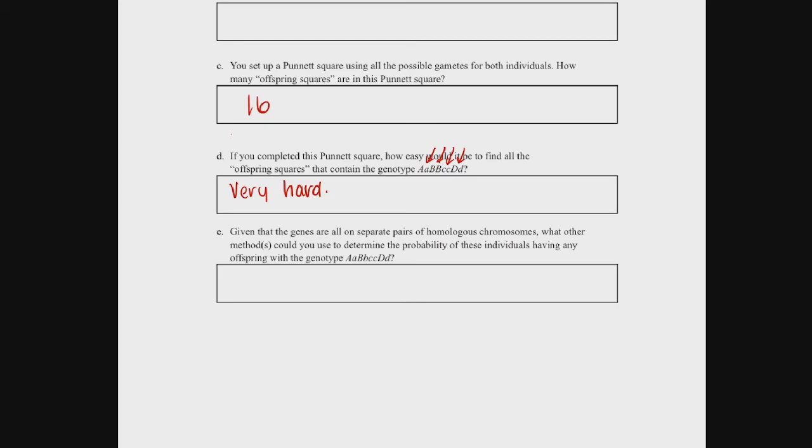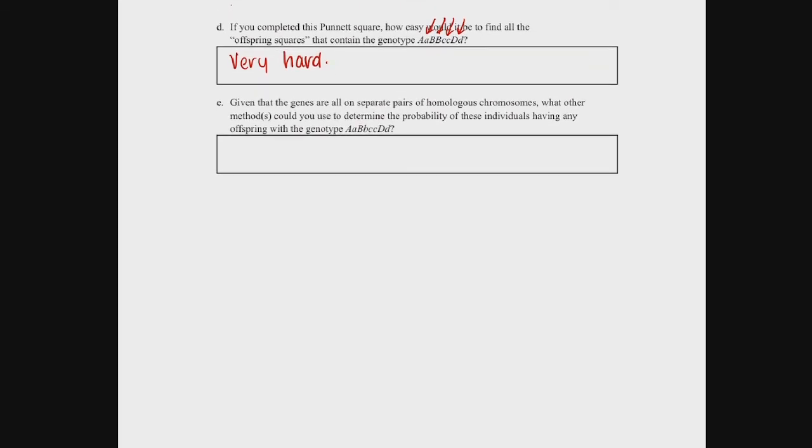The last question says, given that the genes are all in separate pairs of homologous chromosomes, what other methods could you use to determine the probability of these individuals having any offspring with this genotype? So, this is an example that I was talking about earlier, where we're crossing these two, and how I was encouraging y'all to break it up.